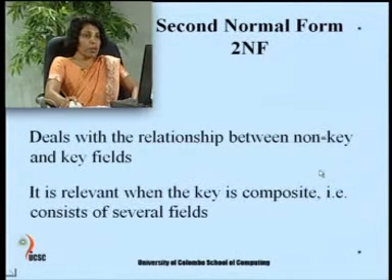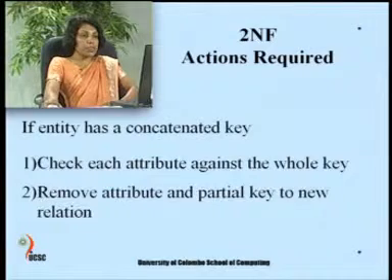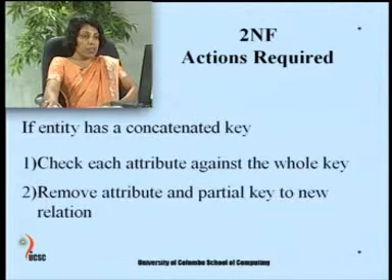So before, second normal form deals with the relationship between the attributes and the key attribute. It is actually relevant when the key is composite, that is, when the key consists of several attributes. So what are the actions required for the second normal form process?